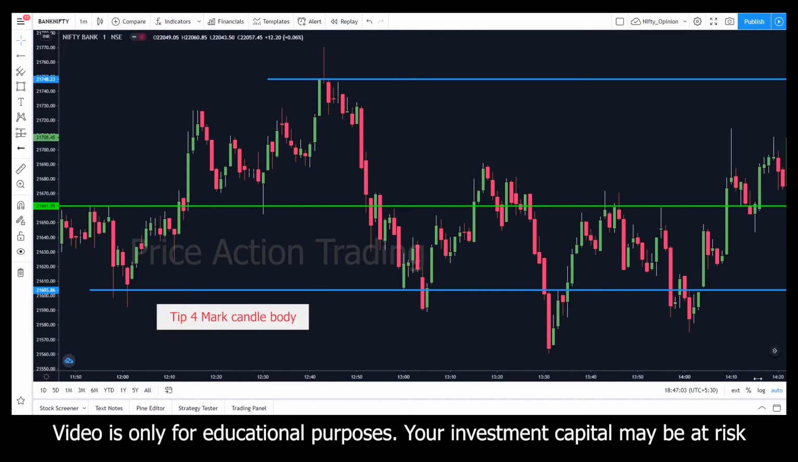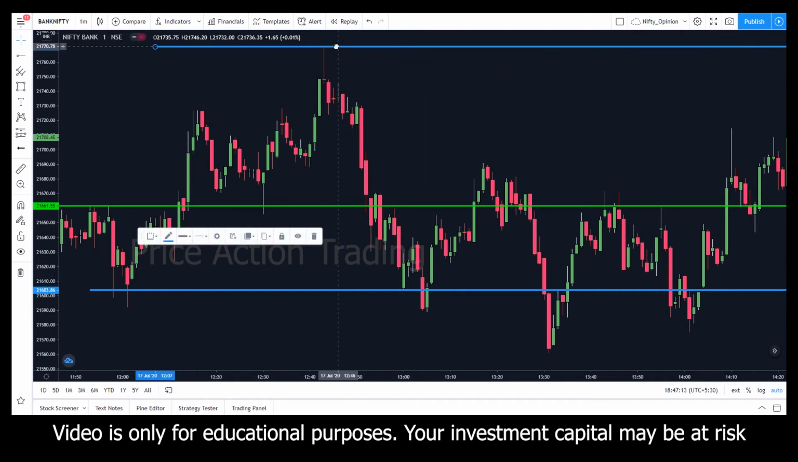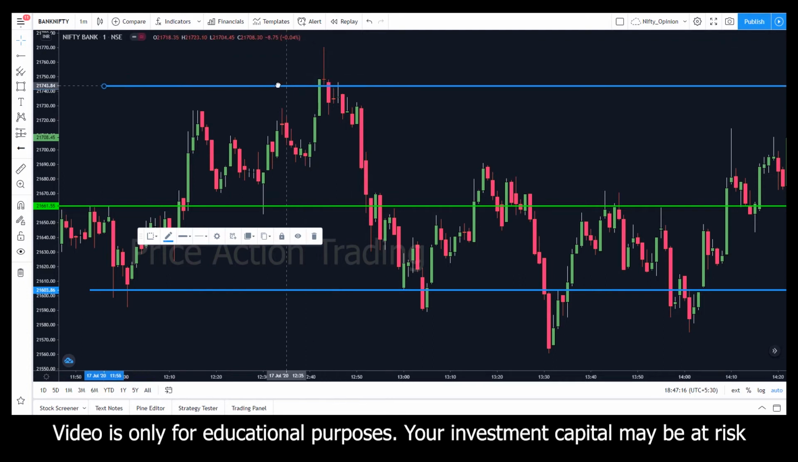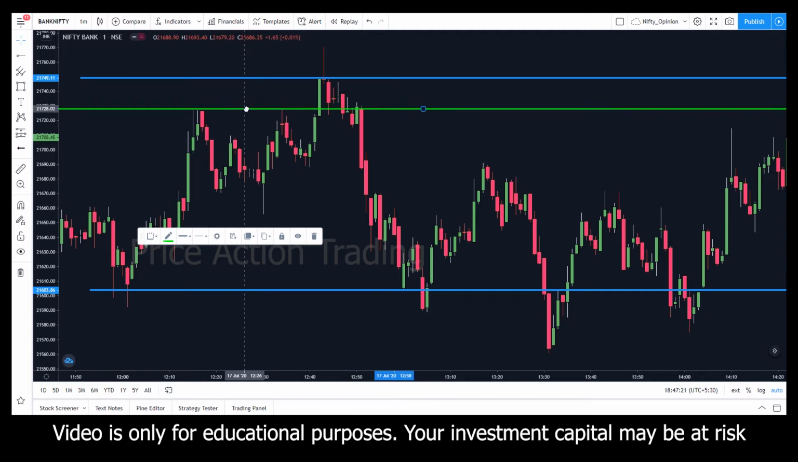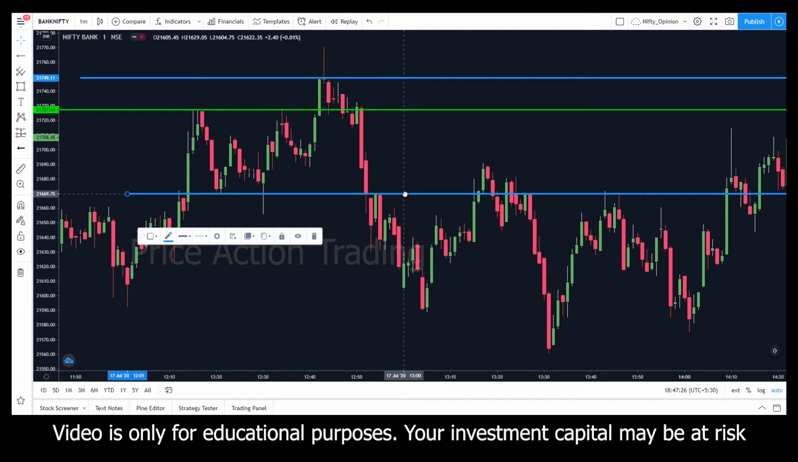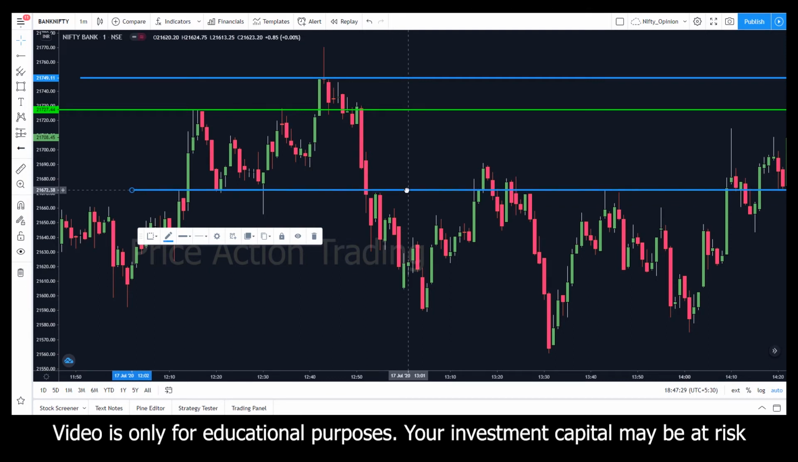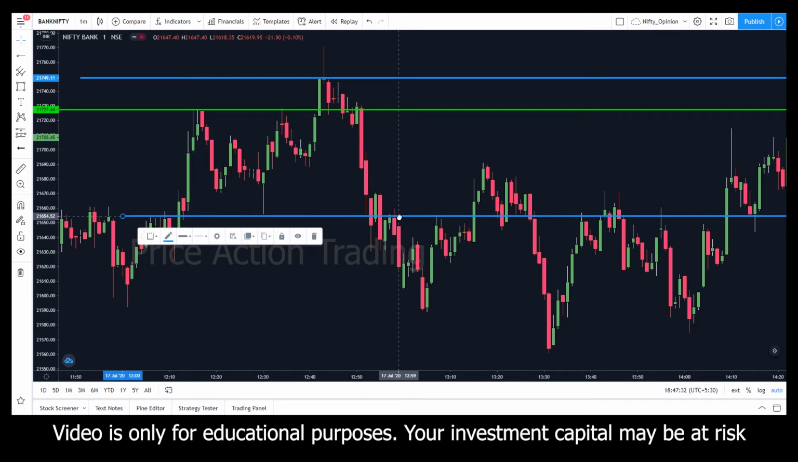Guys, my fourth tip would be to mark the candle's body, not the wick first. So let's say if I'm in a 1 minute time frame and I'm marking like this, this is not a good approach. You have to mark the body first. Let's say this is also a good support and resistance line. This is also a good line. So these are some levels. Now if I would have marked here, this is okay, but not as good a support line.